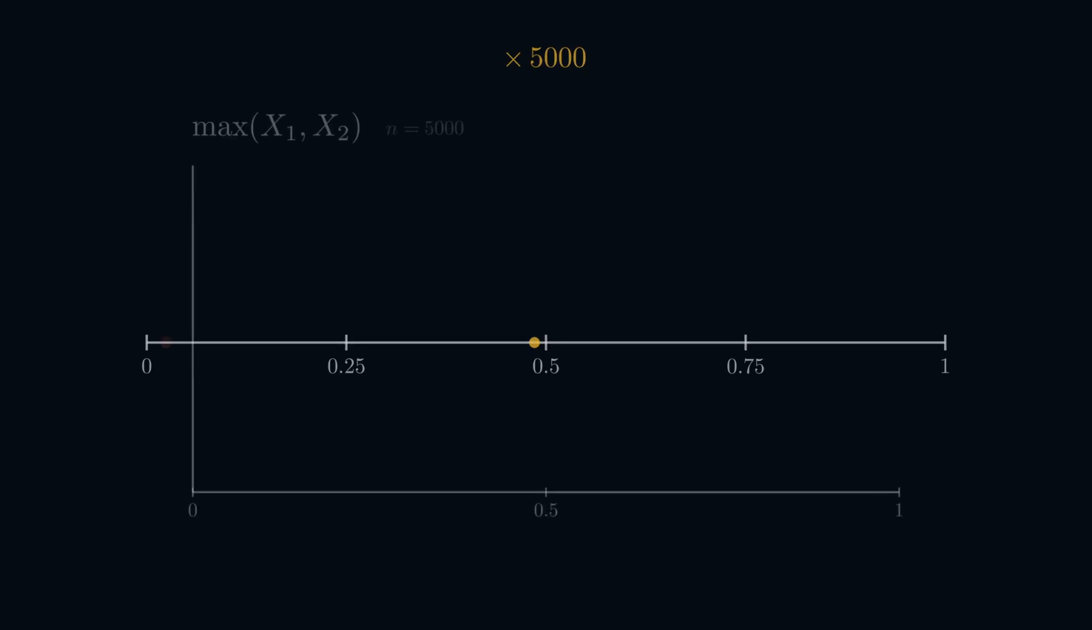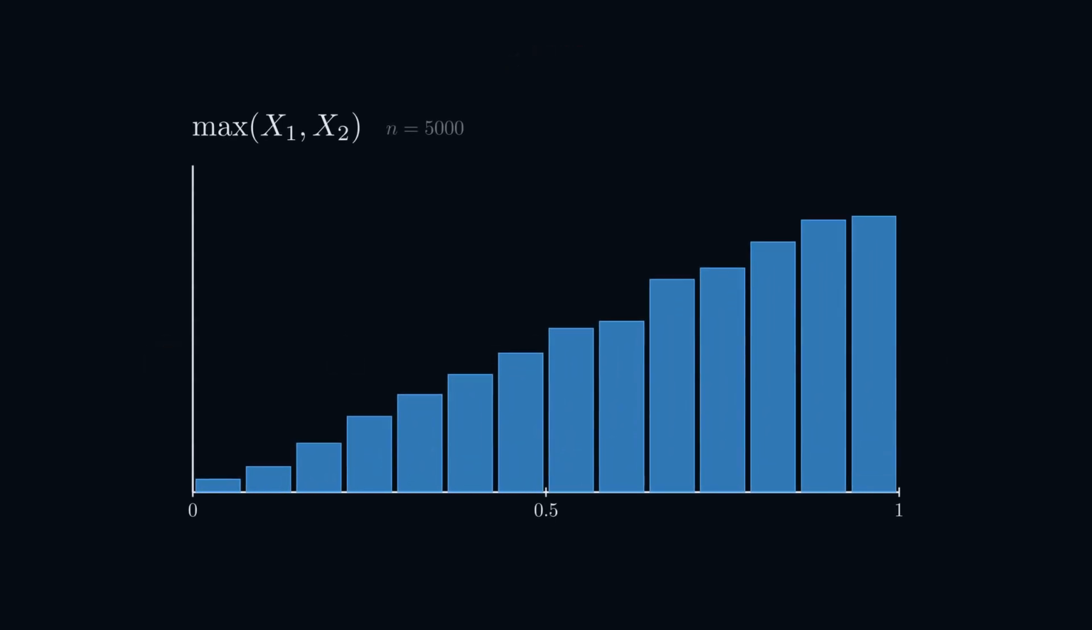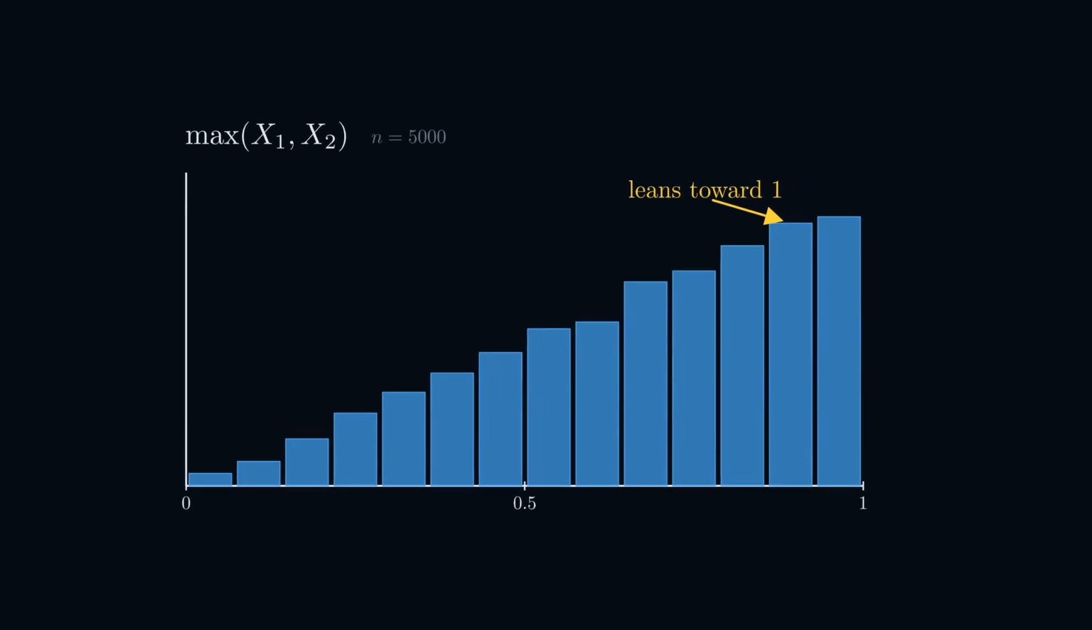Suppose I pick two random numbers between 0 and 1, say 0.27 and 0.81, and I take the maximum between those two. Then I do that again and again, maybe a few thousand times. Obviously, the numbers I keep are going to lean toward 1, because I'm always throwing away the smaller one.